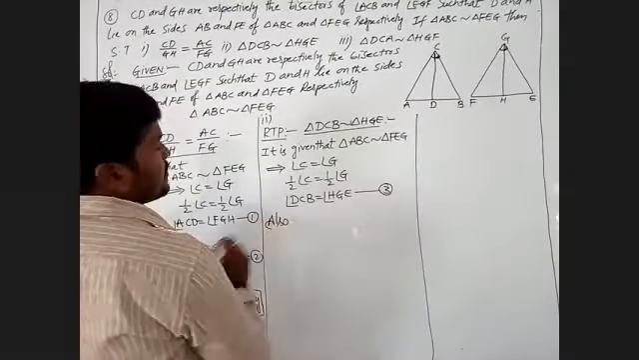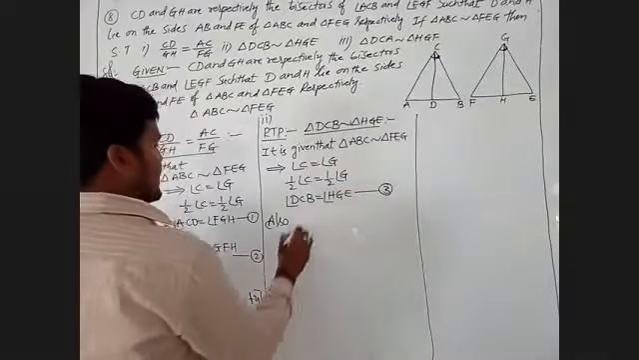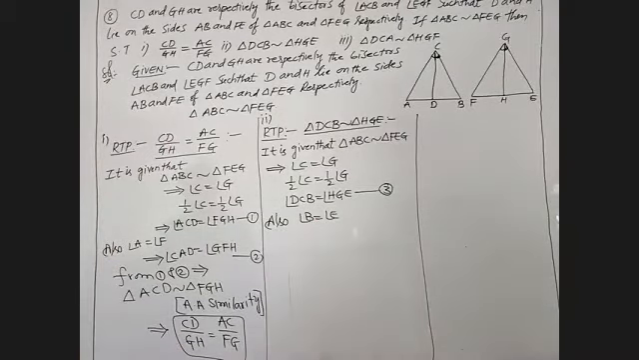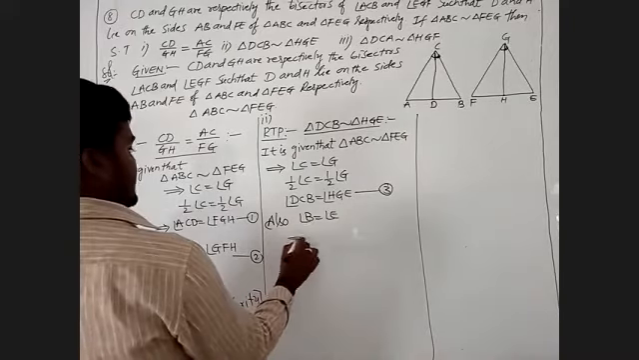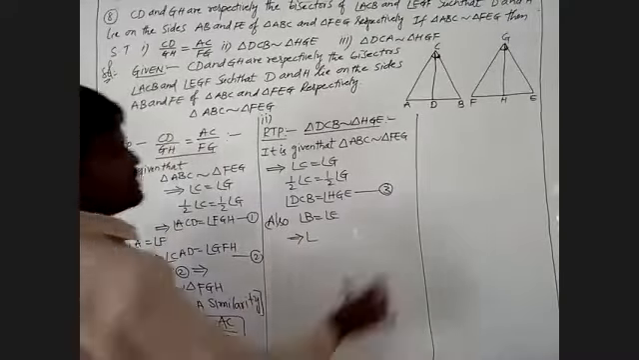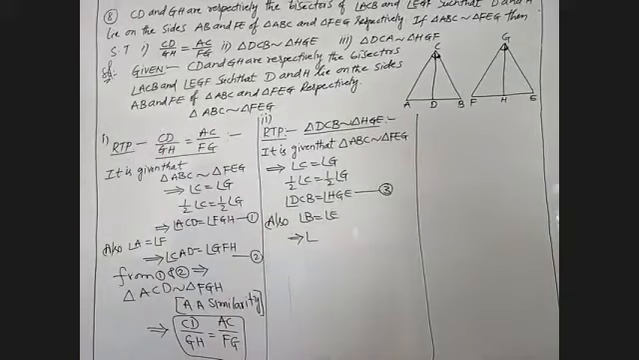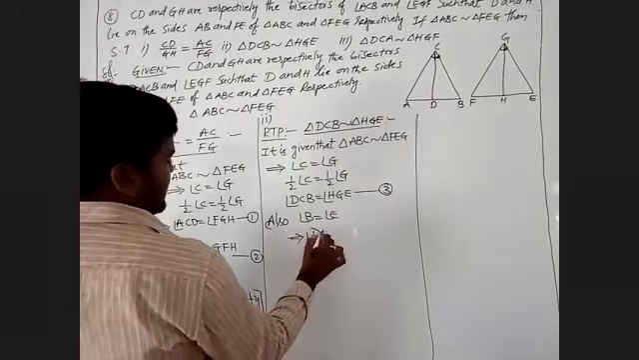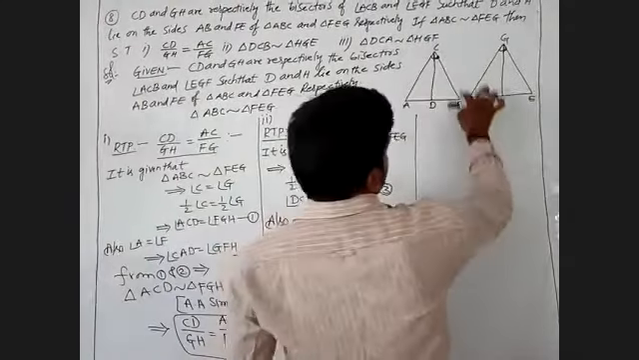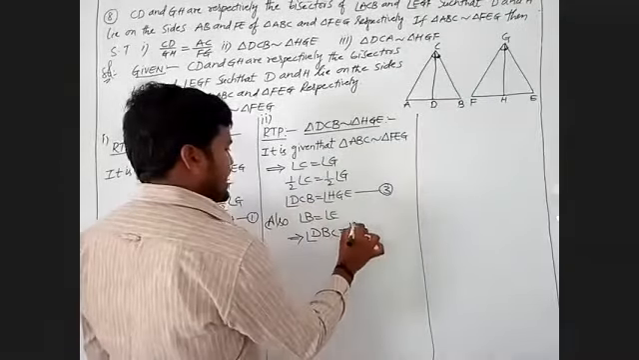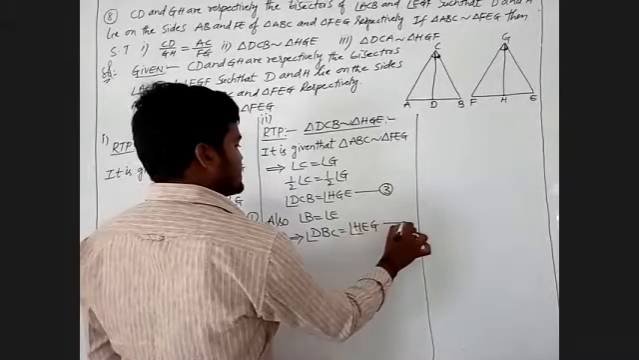Also, angle B is equal to angle E, we will take. Then angle D is equal to angle B. Then for angle B is equal to angle E, that is nothing but angle DBC. Here we have to write angle DBC. Angle DBC is nothing but angle HEZ. I will write angle HEZ. This is my equation number 4.